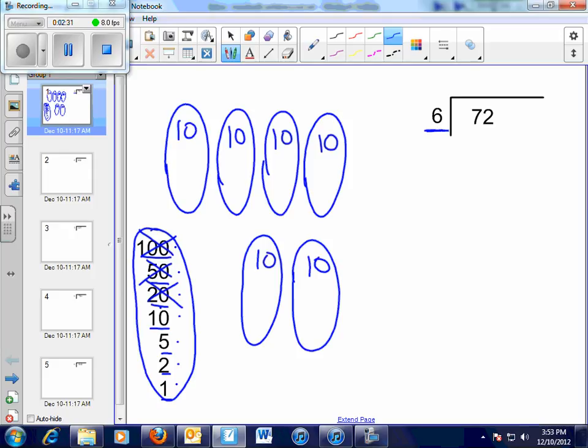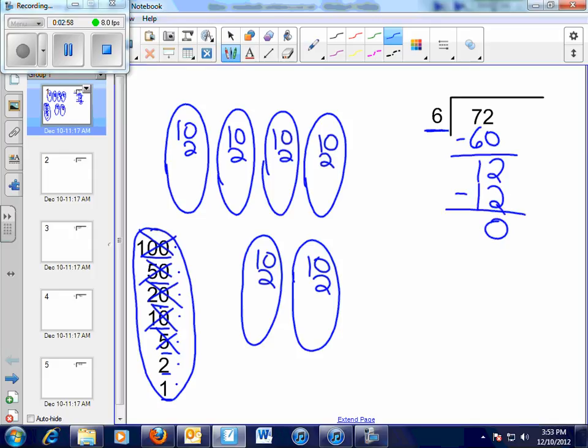When we multiply 6 by those 10 that we placed in each oval, we get 60. And we're going to subtract that from the dividend because that's what is left to divide. We now have 12 after we subtract. We cannot do 10 again. That would be far too much. 50 would be way too much. What about 2? 2 in each oval gives us exactly 12. And so when we subtract and we get 0, we are done.